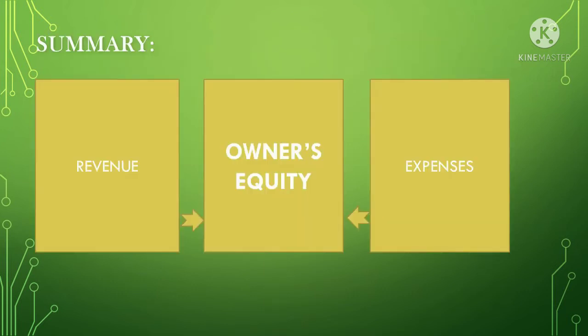Okay, so to summarize it, income and expenses are factors that affect owner's equity or capital. Income increases owner's equity while expenses decrease owner's equity. Owner's equity or capital is increased by a credit to income and is decreased by a debit to expenses.